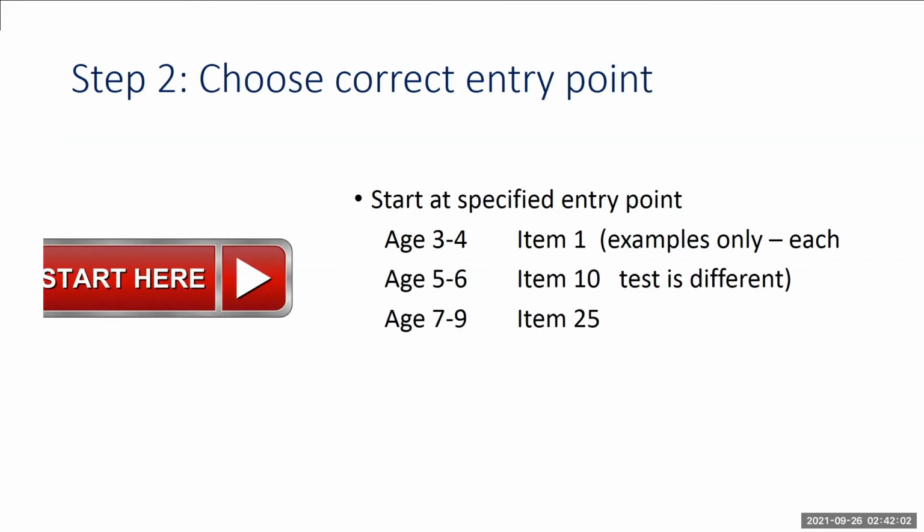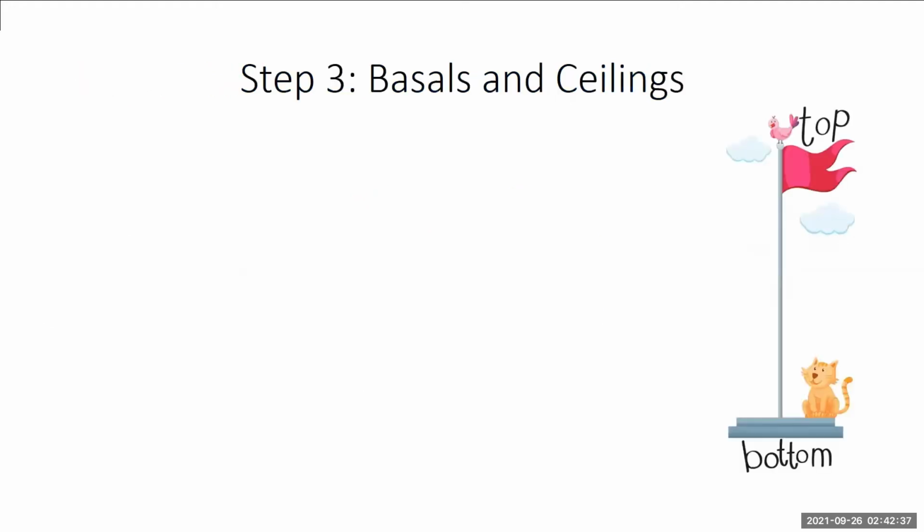The second step is to choose the correct entry point for the test. On a norm reference test, the items are arranged from the easiest to the most difficult. Many tests assess children across a wide age range, such as 5 to 12 years. You want to begin testing with an age-appropriate item, or about a year below the child's chronological age. This is presented in the manual and also designated on the test form. From this starting point, you must establish a basal and a ceiling to determine how many points to award the child, or the raw score.